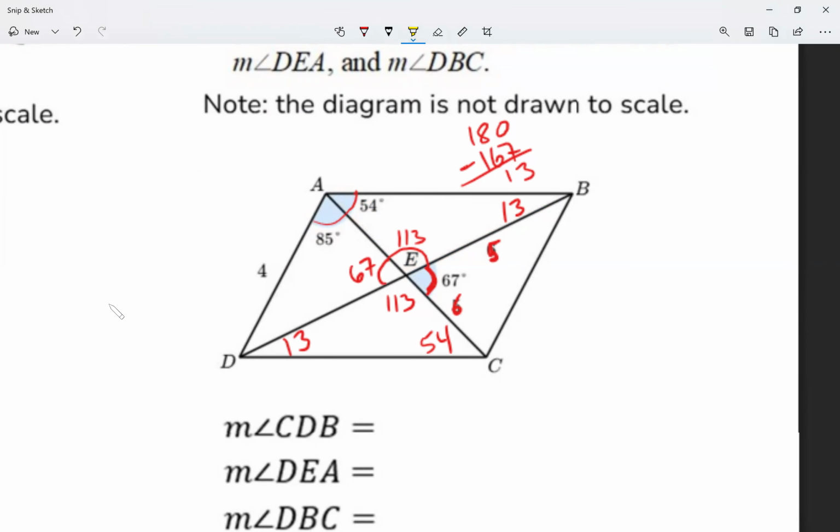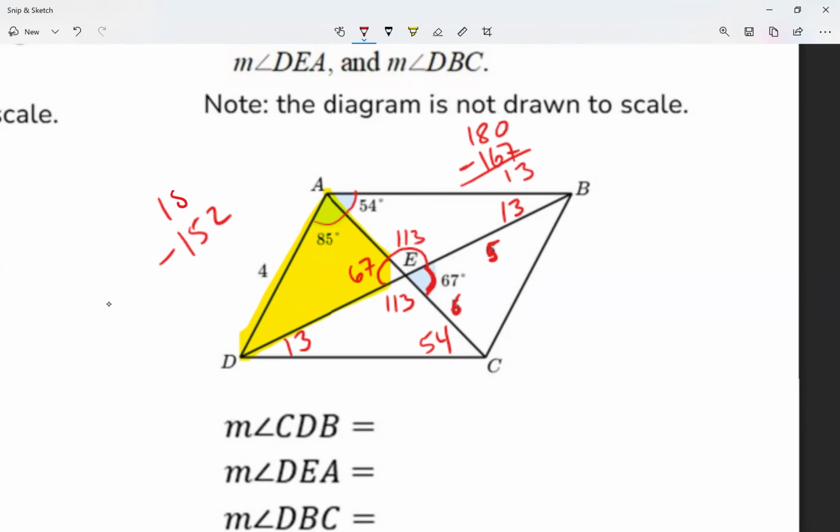Then I'm not going to use this triangle here because I only know one angle. Instead, I'm looking for a triangle where I know two angles, and I'm going to look at this triangle instead. I know two angles, 85 and 67. I'm going to add these numbers. That gives me 152. Right, 85 plus 67 gave me 152.